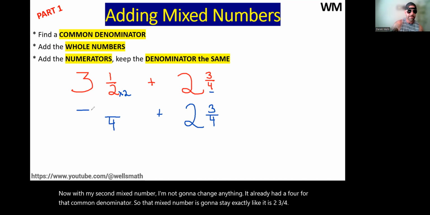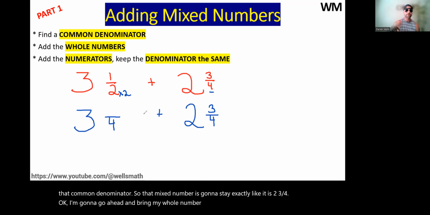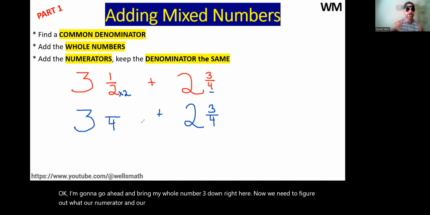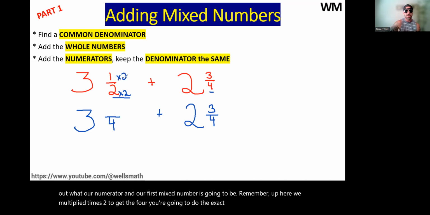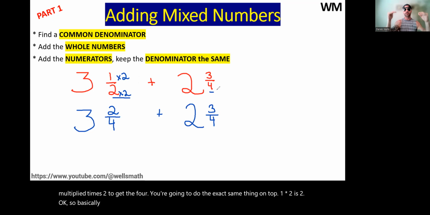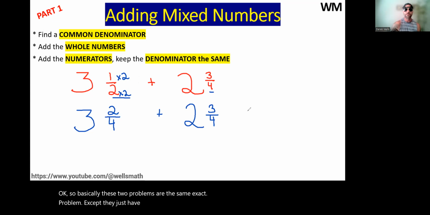Okay, I'm going to go ahead and bring my whole number 3 down right here. Now we need to figure out what our numerator in our first mixed number is going to be. Remember, up here we multiplied times 2 to get the 4. You're going to do the exact same thing on top. 1 times 2 is 2. Okay, so basically these two problems are the same exact problem, except they just have different numbers for the fractions.